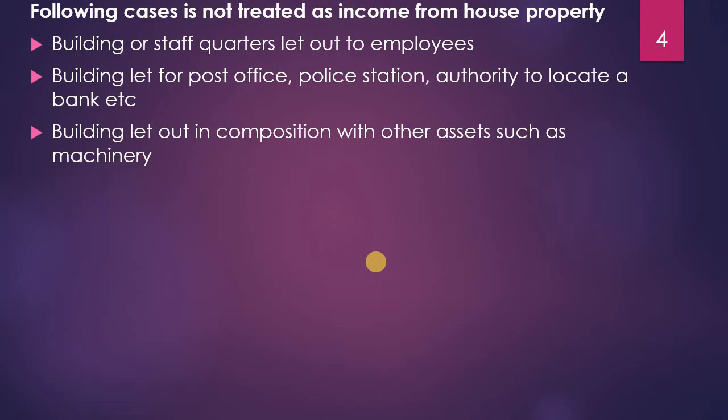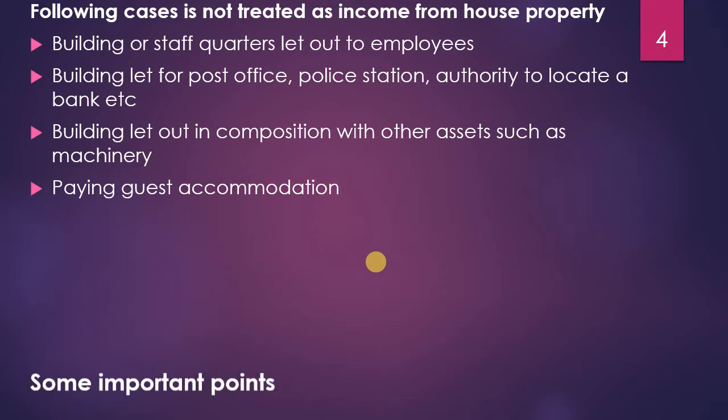Then a building let out in composition with other assets such as machinery. If you are letting the building along with other components such as machineries or equipments or anything else, then definitely that will not be considered as income from house property. Then paying guest accommodation. You might have come across this word many times, PG. Whatever income you get from PG accommodation, does it come under income from house property? No, income tax says that paying guest accommodation is not income from house property. So these are the things.